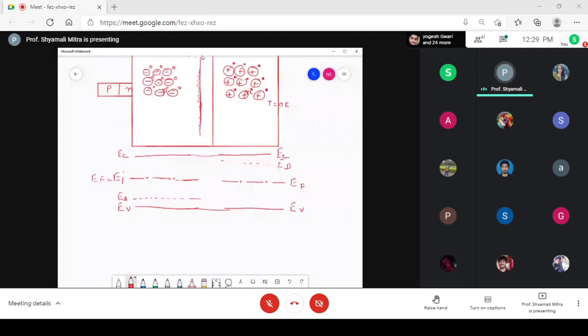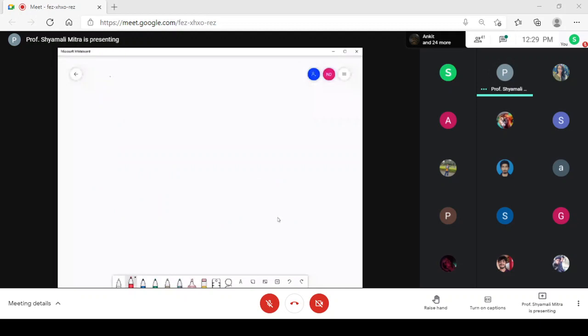Now, if we are considering a scenario where T is greater than 0 K, then what is expected? T greater than 0 K, but still less than room temperature.